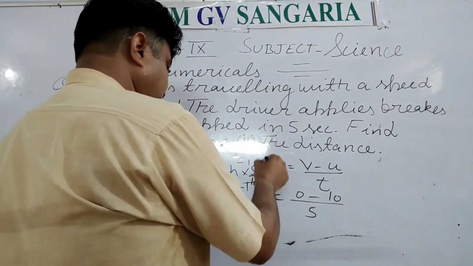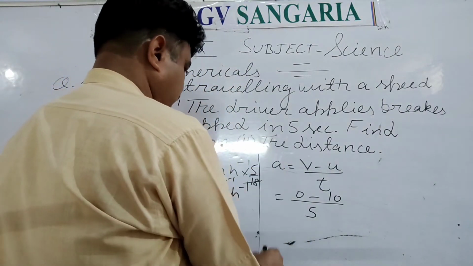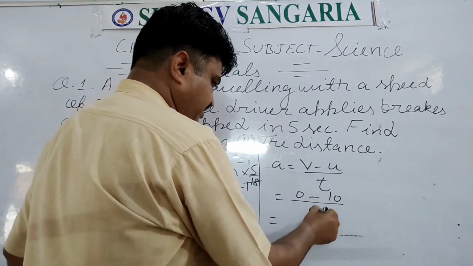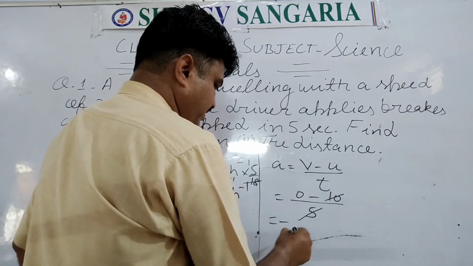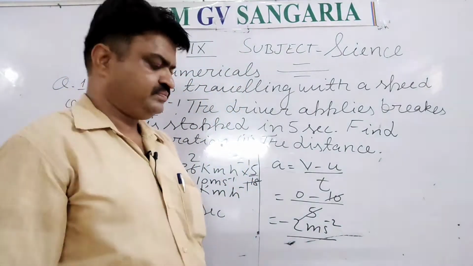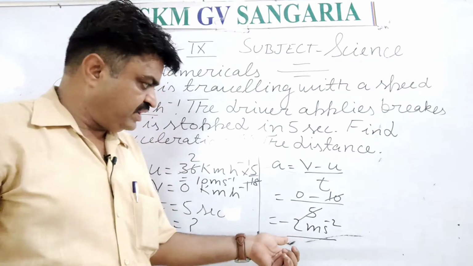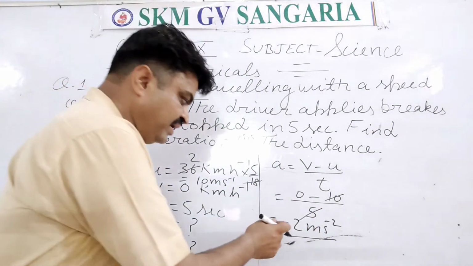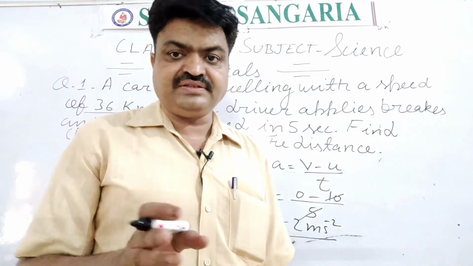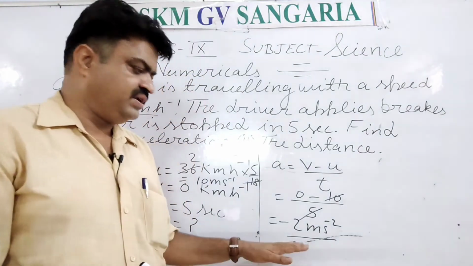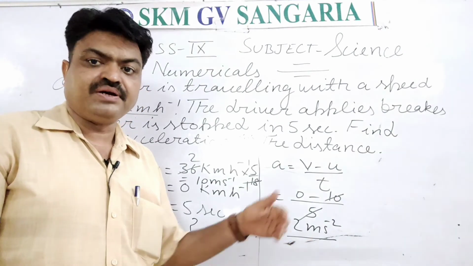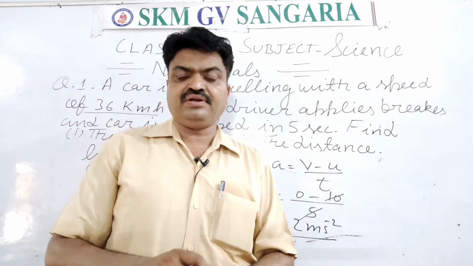Now you will calculate it, and the acceleration that you get will be negative. It is minus 2 meter per second square. So in this way you get the acceleration, and the negative acceleration is also known as retardation. So it is retardation, students. And what is retardation? It is that in which the velocity of the object decreases with time.